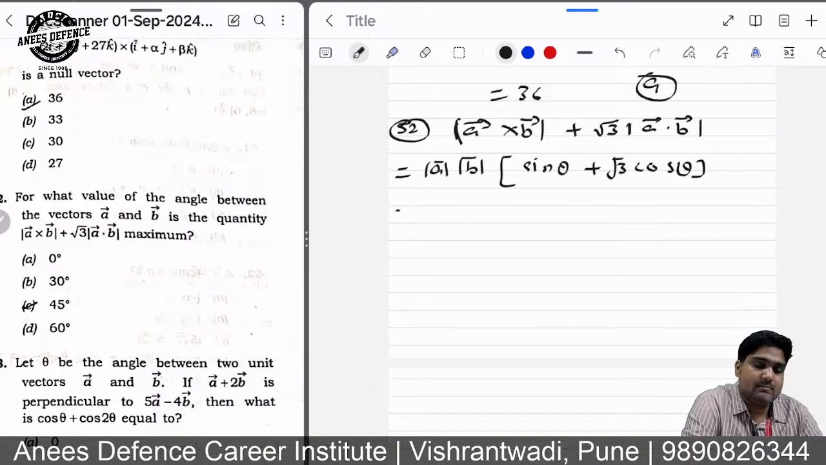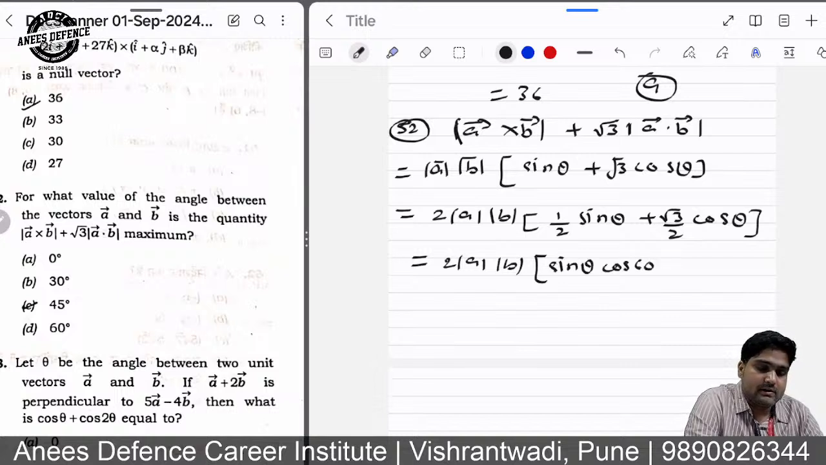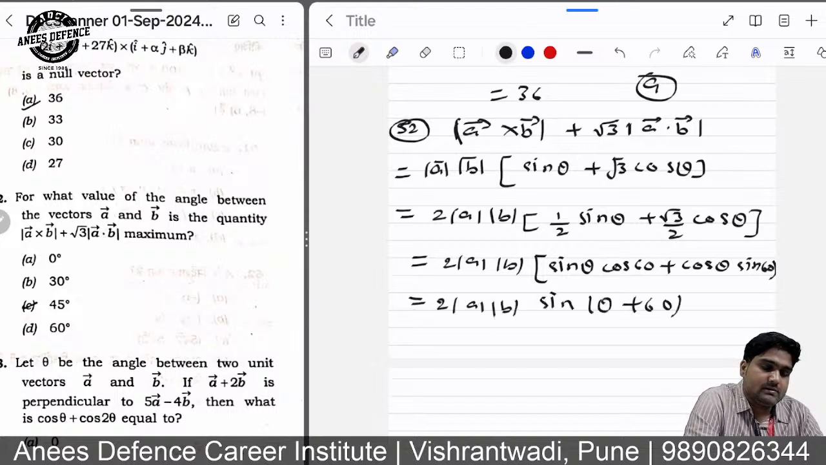Let's divide and multiply by 2. So it's 1 by 2 sine theta plus root 3 by 2 cos theta, times 2 times magnitude of A, magnitude of B. For sine theta, we can write 1 by 2 as cos 60 degrees. Again, for cos theta, root 3 by 2 is sine 60. So it's 2 times magnitude of A, magnitude of B, sine of theta plus 60.